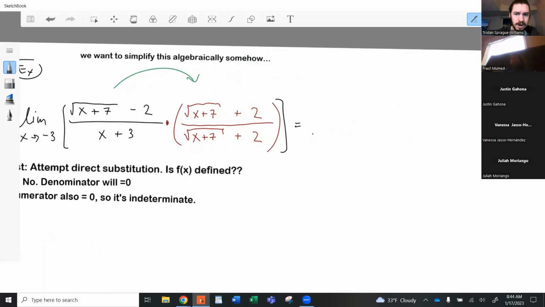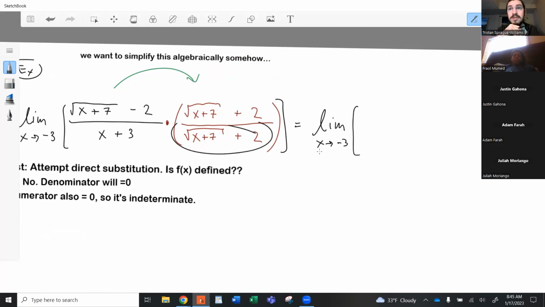So now we can move on to... Oh, wait. I have a question. Oh, sure. Yeah. What happened to the x plus 3? It's still there. We're not doing anything with it. We're going to multiply it by this square root of x plus 7 plus 2. But what we're doing right now is multiplying by the conjugate of the numerator only, because that's the one that has the square root in it. You don't bother multiplying by the conjugate of the denominator because it doesn't have a square root, and so there's no need to simplify it with a conjugate.